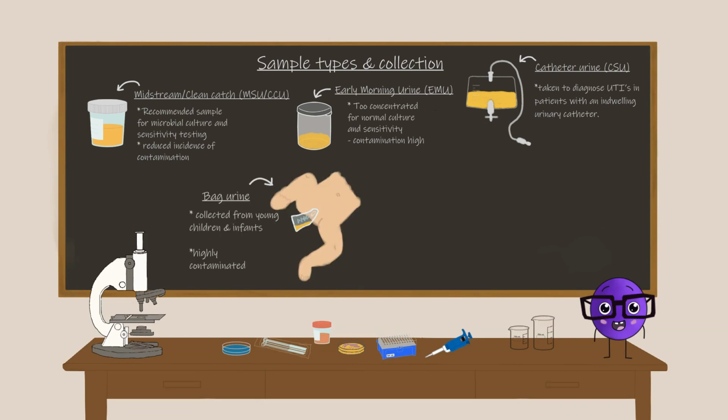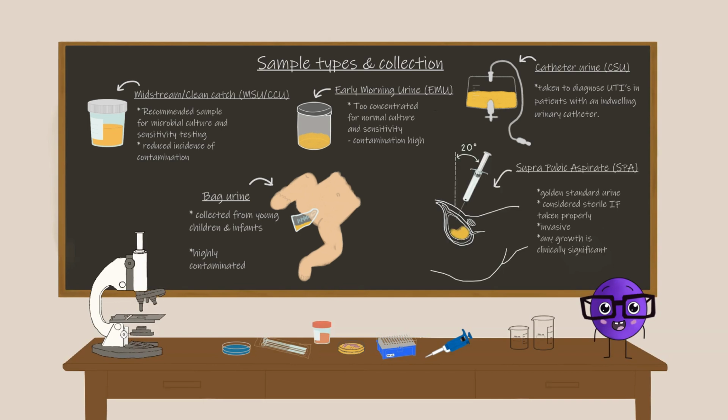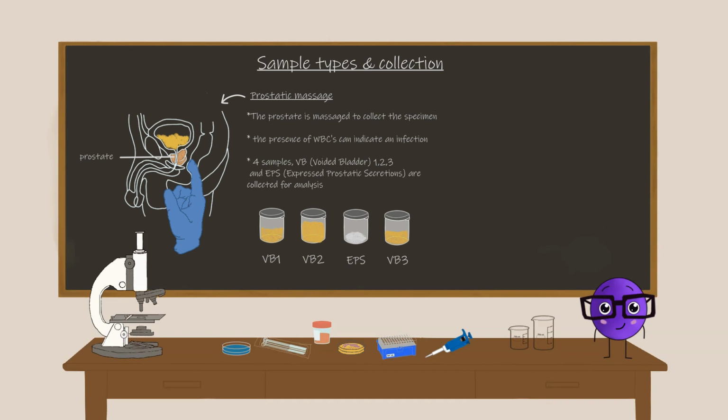Bag urine, received frequently from young children and infants, and has the highest rate of contamination with fecal or genital flora, but is commonly used because of its non-invasive method for collection. Suprapubic aspirate, known as the golden standard urine, as it's less likely to be contaminated with skin and genital tract organisms due to how it's collected. Prostatic massage, collected by massaging the prostate, and can be used to diagnose bacterial prostatitis. Terminal urine, last portion of the urine passed. This is usually required when testing for the presence of schistosoma species.